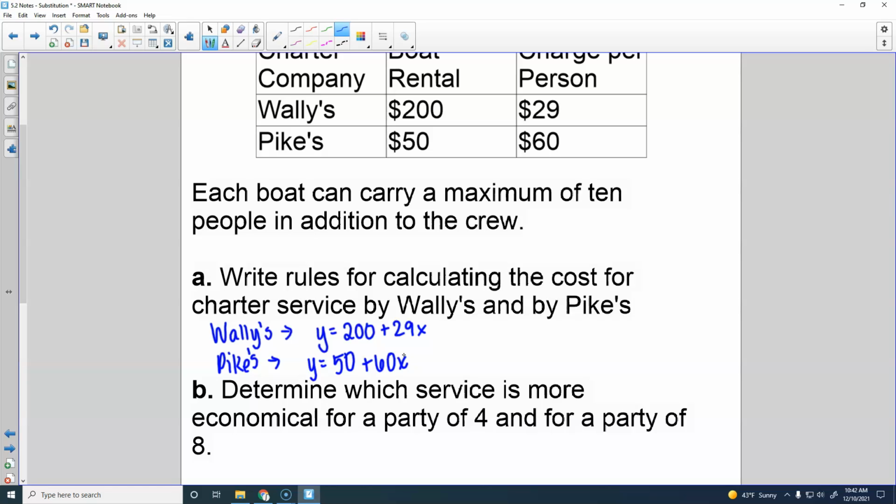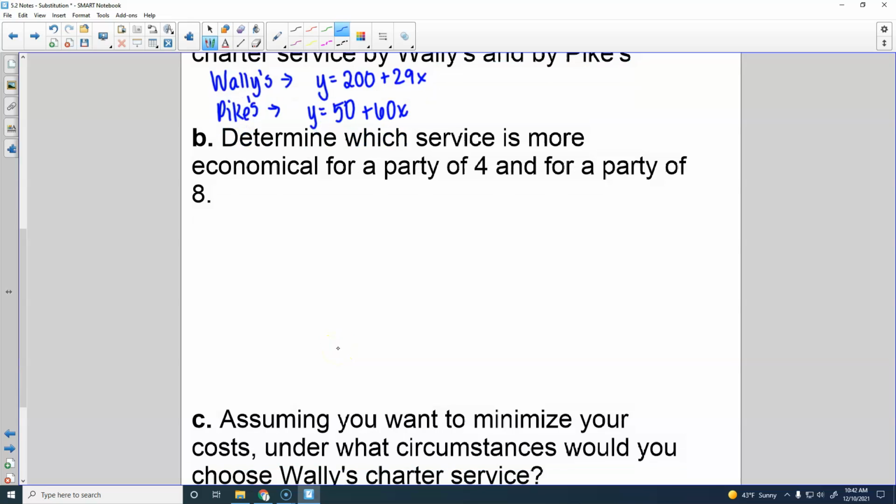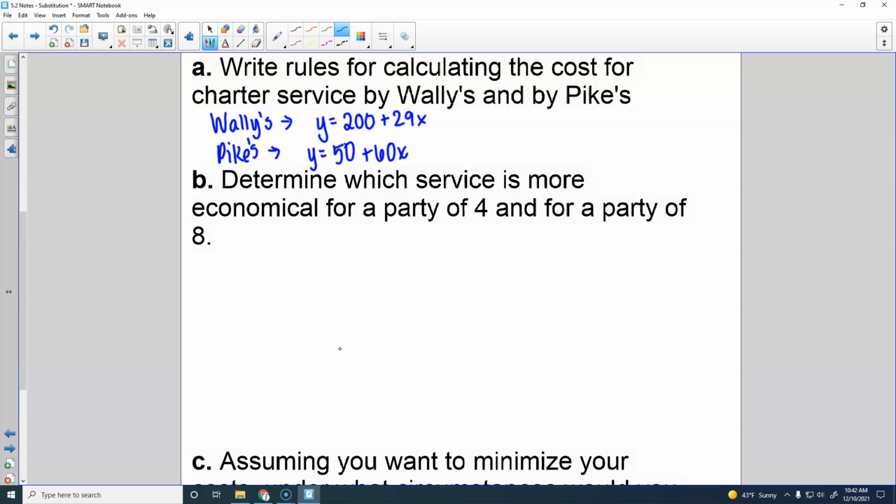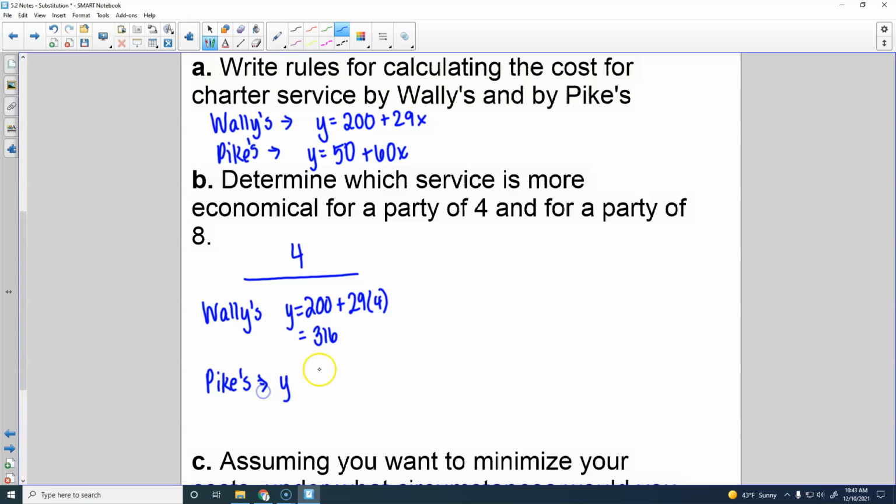Okay, any questions on getting those equations? Okay, so the next part asks us to determine which service is more economical for a party of 4 or for a party of 8. So if we got 4, we got Wally's. We would plug in 4 and get 316. Check me on that. Oh, it's 29. Yep. Oh, I had it down as 20. That's why it's so weird. And then here, 290. Yep, I think that's right.